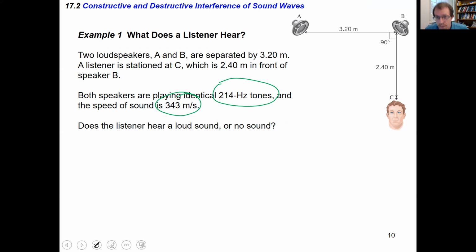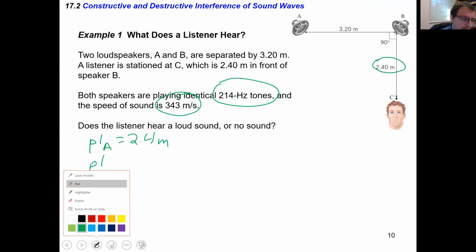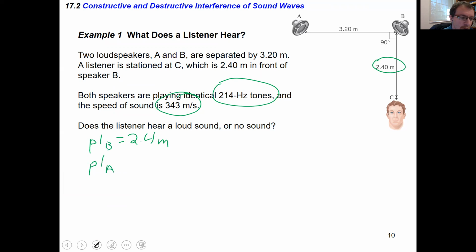All right. We've got speaker A and speaker B. So one thing that we can see right away is that our path length from speaker B is 2.4 meters. We would like to know our path length from speaker A. So that's this guy right here.